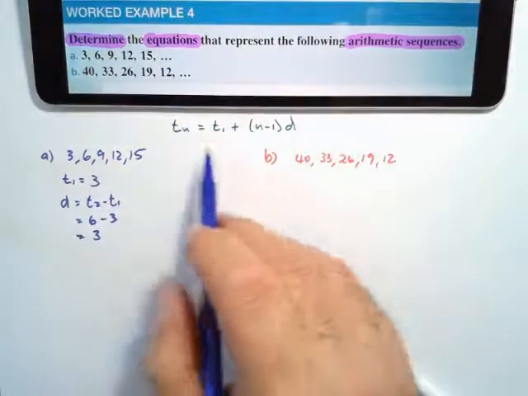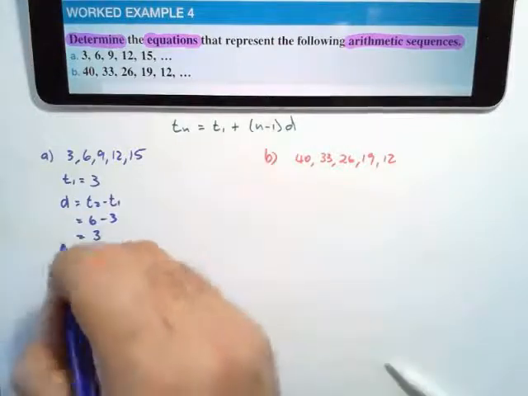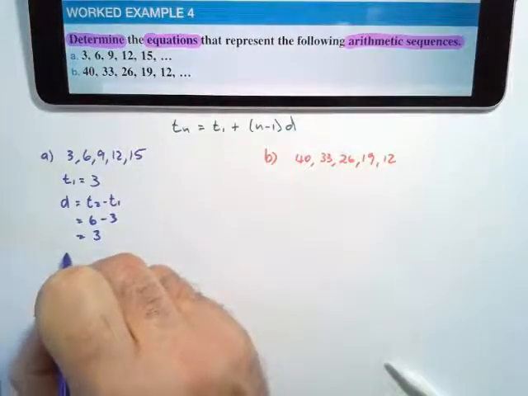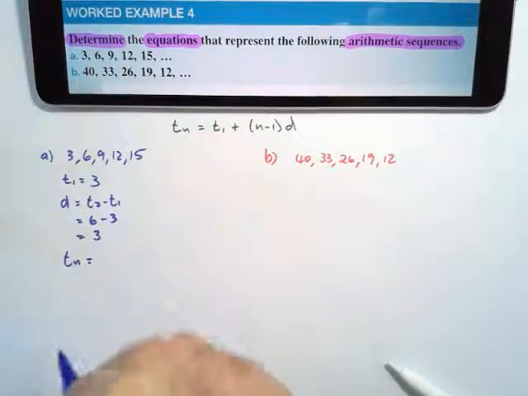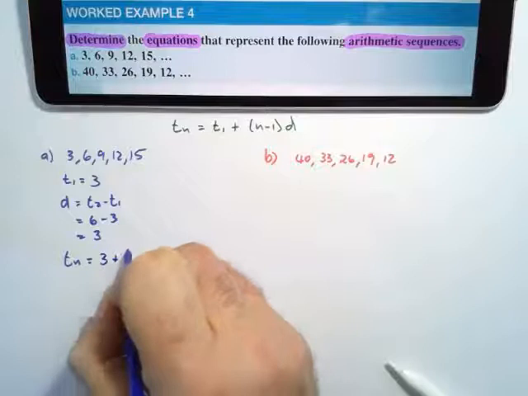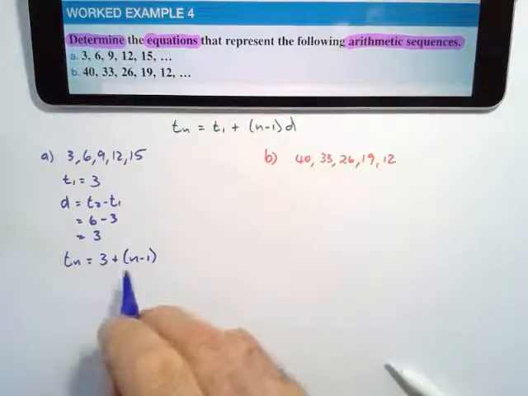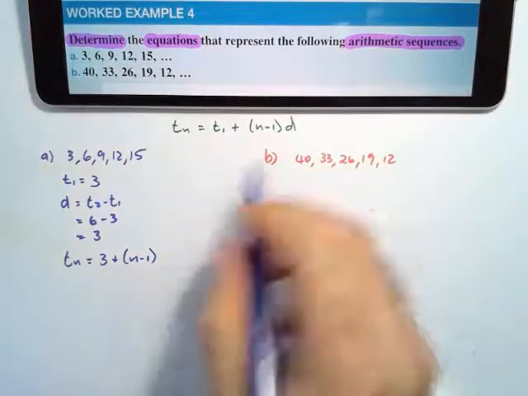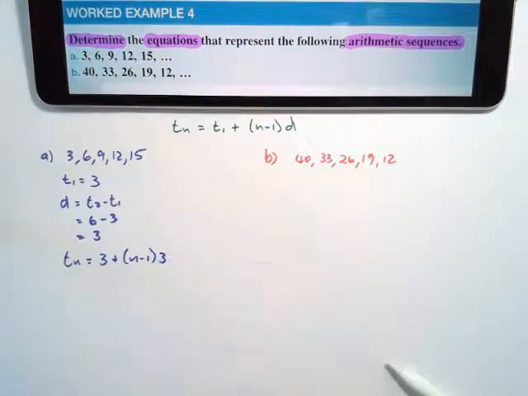So what's my equation? I have t1, I have d, so my general equation will be Tn equals term 1, which is 3, plus n minus 1 stays the same because we don't know what n is, and d equals 3. So my general equation will look like this.